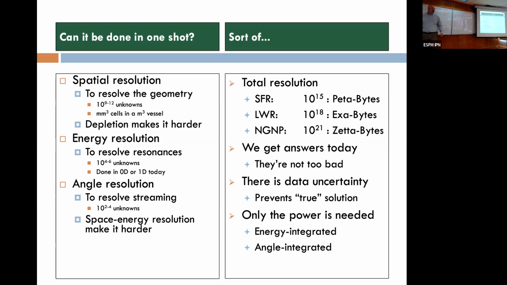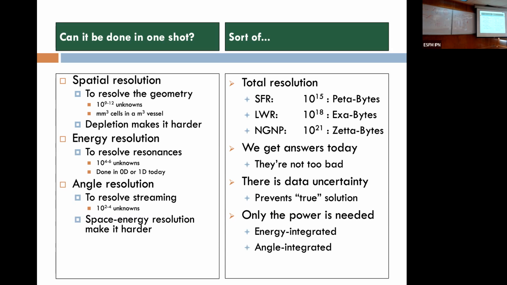So there's a whole lot in that unknown vector that quite frankly doesn't matter. We really only care about this spatial thing, integrated over all energy and direction. So the stuff that we need to pass to other people is really only on the order of 10 to the 9th, 10 to the 12th, which is still big, but it's not nearly as big.